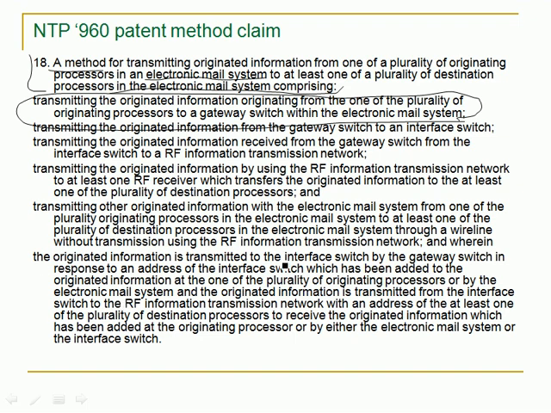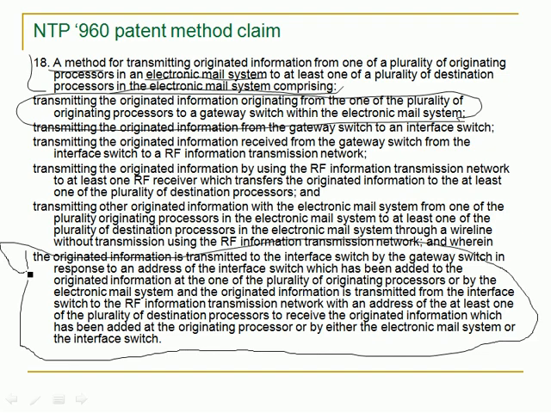The originated information is transmitted to the interface switch by the gateway switch in response to an address of the interface switch which has been added to the originated information at the one of the plurality of originating processors or by the electronic mail system, and the originated information is transmitted from... What is missing here is punctuation. This is the biggest stinking run-on sentence I ever saw, and yet it's a real claim.